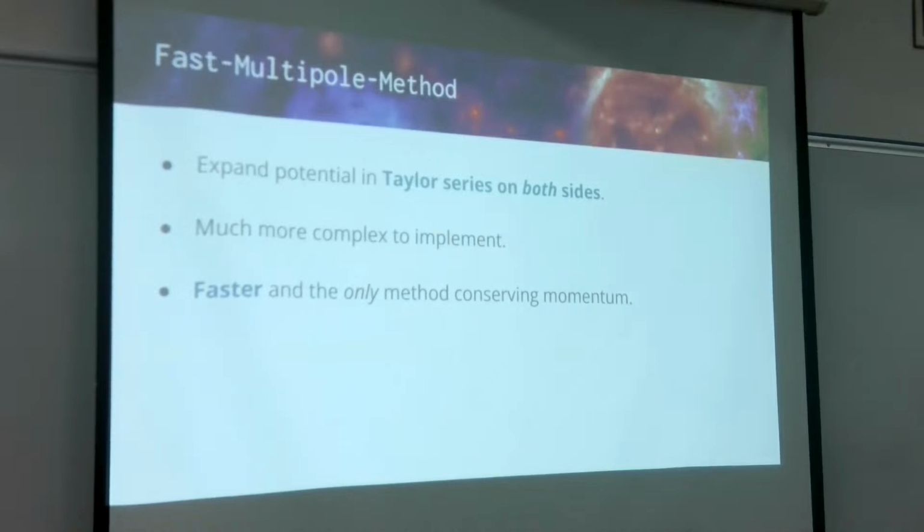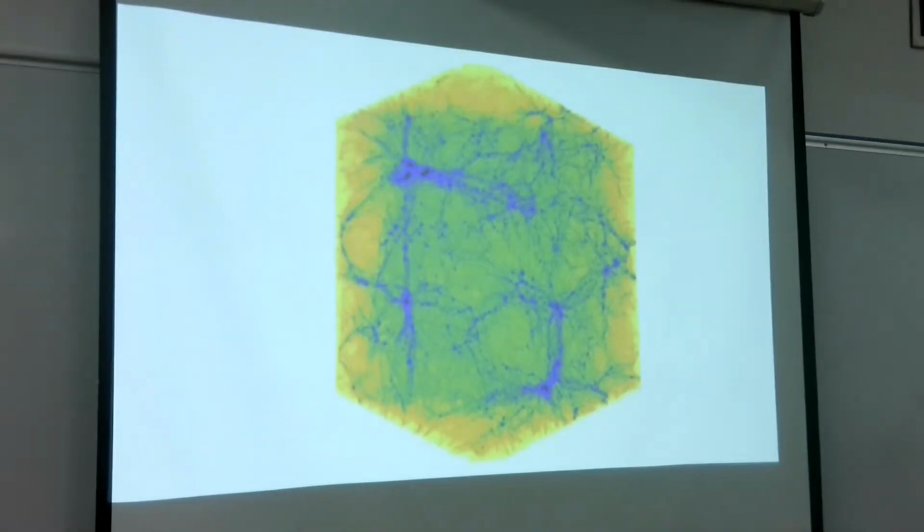The advantage it also has is that now it's symmetric. Because we're doing a Taylor expansion on both sides, it's also conserving momentum. All of the other methods do not conserve momentum. This is a tiny advantage, but it doesn't actually matter that much. And the code we used yesterday, and are using this afternoon, uses this method behind the scenes to calculate gravity. So you can get cosmological boxes like that.